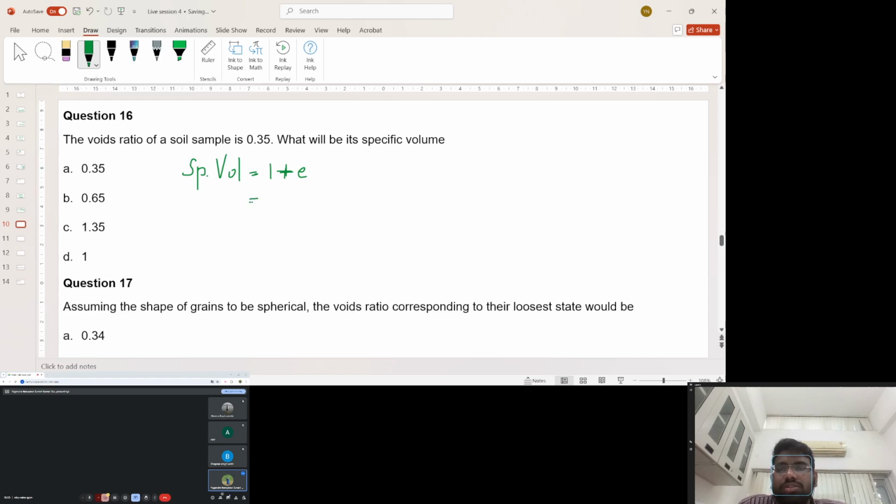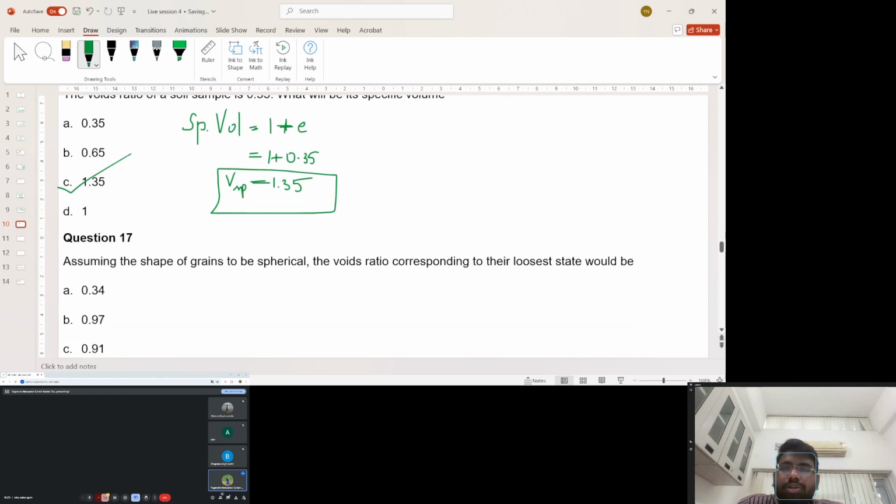So if the voids ratio is 0.35, it will be 1 plus 0.35, which is 1.35 specific volume, V specific. So the option is 1.35. Hope it is clear.